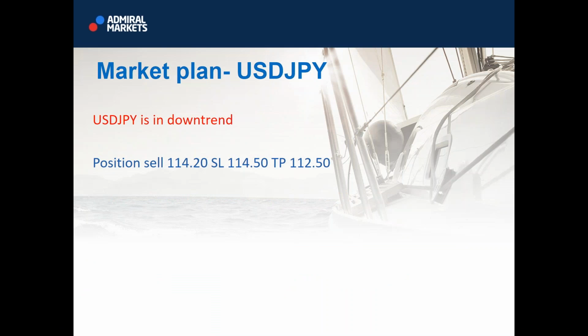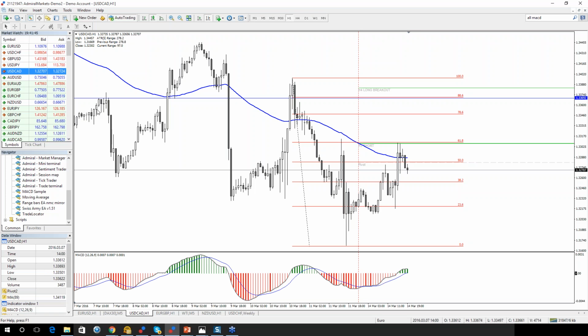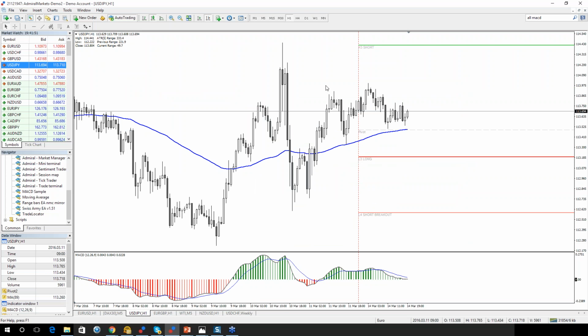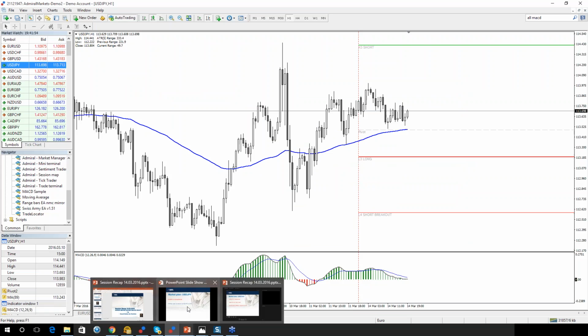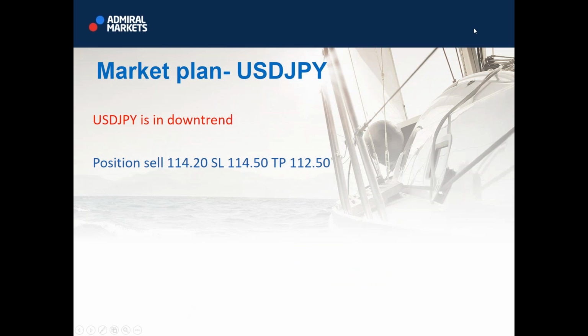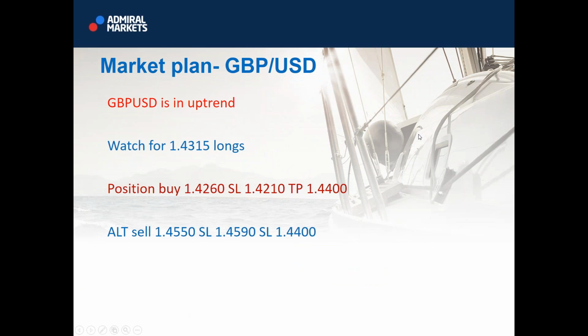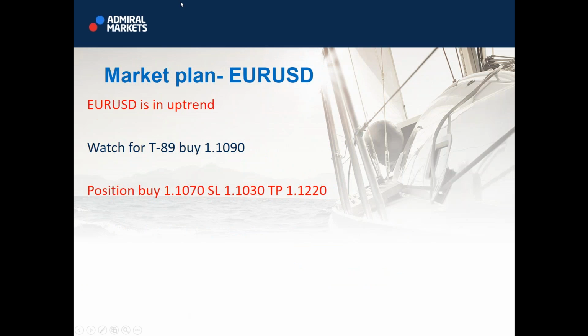Finally, dollar yen, 114.20 is our entry, 114.50 is stop loss, 112.50 is our target. So 114.20, 114.50 stop, 112.50. Now guys, I will go through these slides again, and if you have any questions, feel free to ask me.